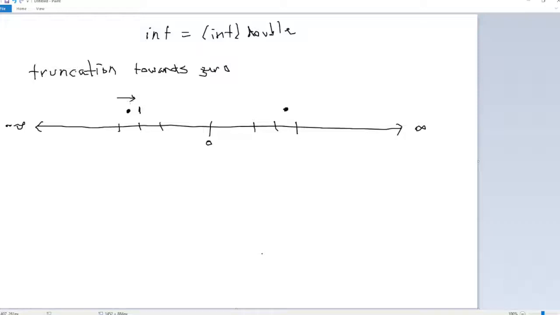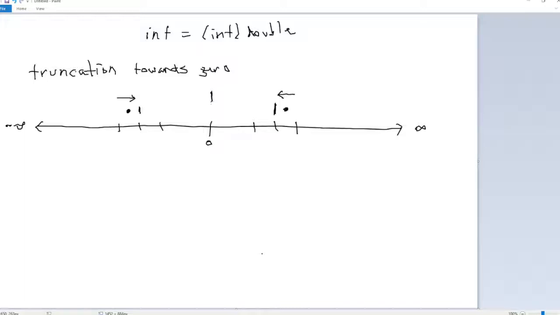Now, let's take the case of a positive number. Let's say it's plus 3.14. We lop off the 0.14. It goes from a more positive number, 3.1 something, to a less positive number, 3. After truncation, it would line up here. It moves towards negative infinity, that direction. But to summarize them both, notice the arrows point towards 0. Truncation towards 0 is the term.